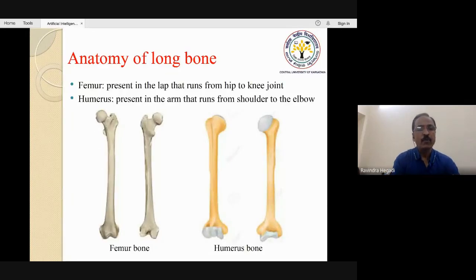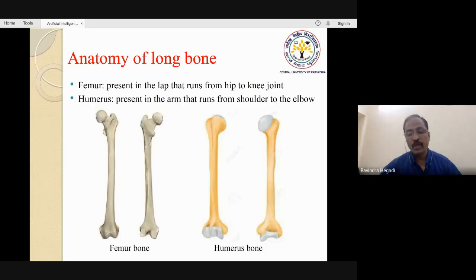One we call the femur bone. The femur bone is present in the leg, the upper part of the leg, what we call the thigh. It runs from our hip to the knee. That is the upper part of the leg, the first one shown in the picture, that we call the femur bone. So we have done our experiment on this type of bone.